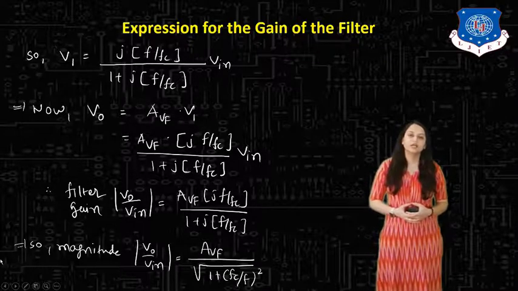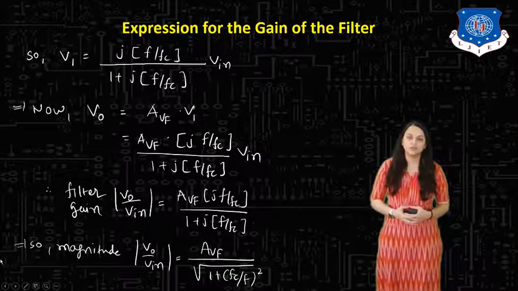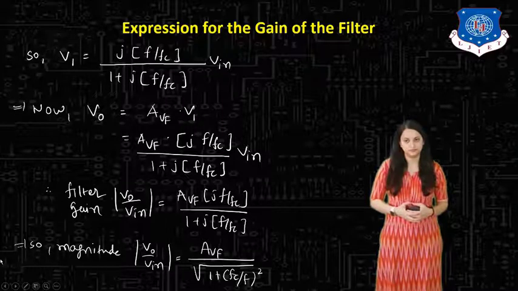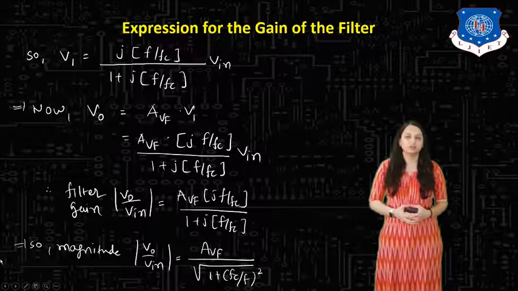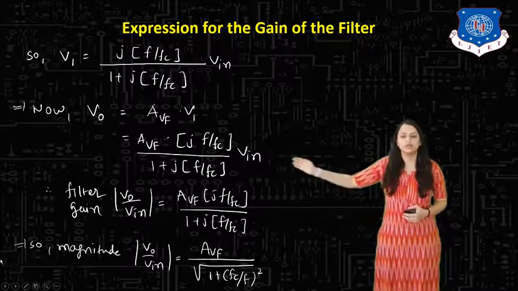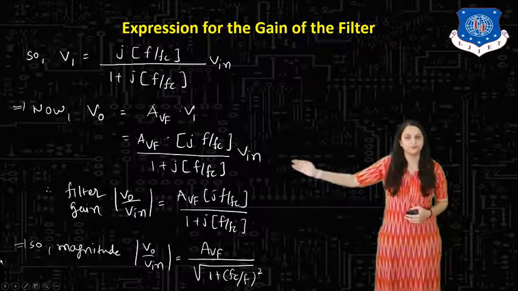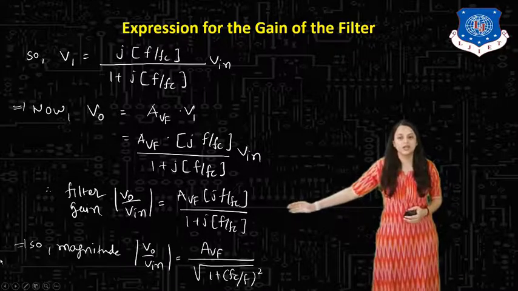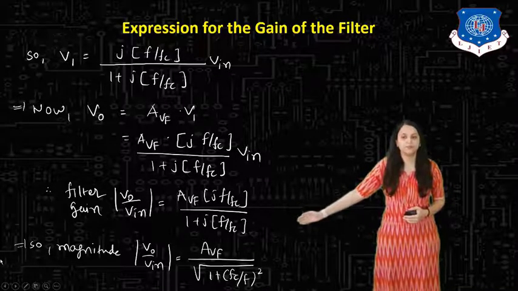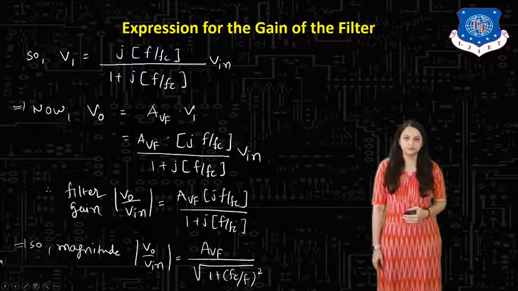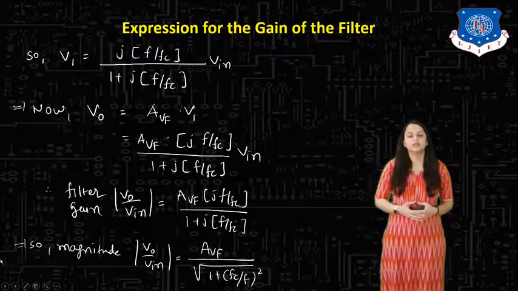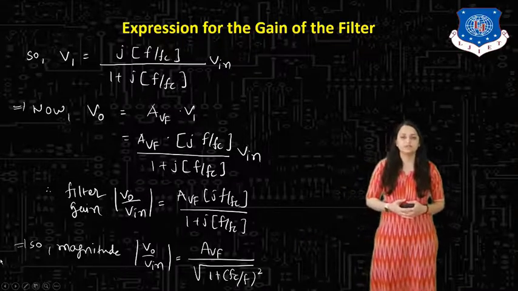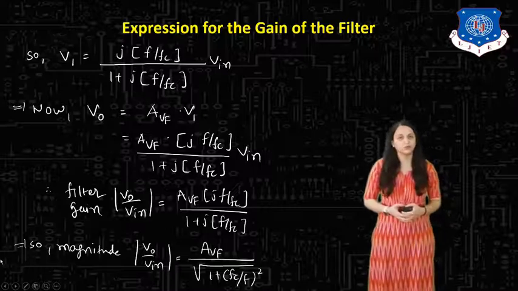Now, we know that the output of the amplifier is given as VO equals AVF into V1. So if you place the value of V1 that we have obtained in this equation, we will get VO. If we want to obtain the filter gain, this will be AVF into j F by Fc upon 1 plus j F by Fc. For the magnitude, it is given as AVF upon under root of 1 plus Fc by F whole square.